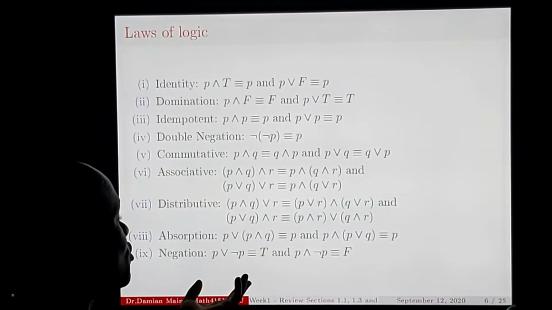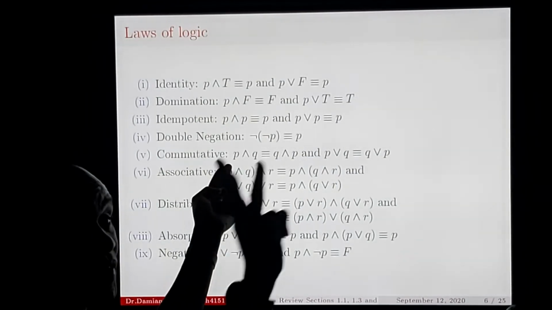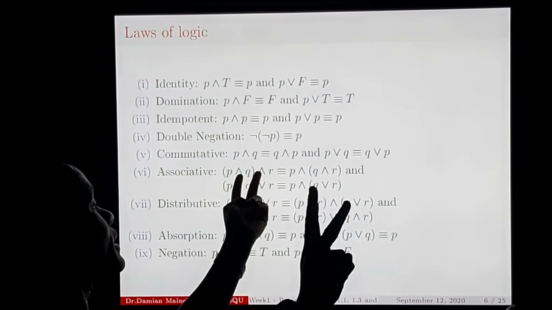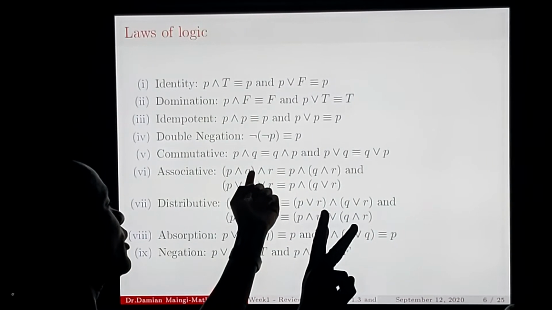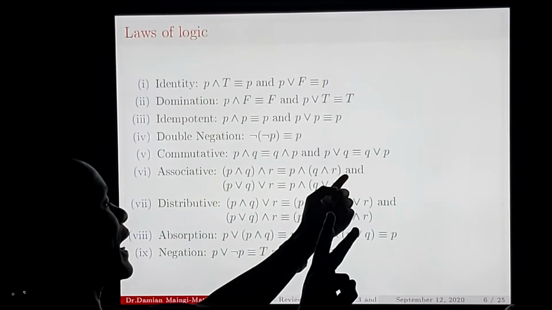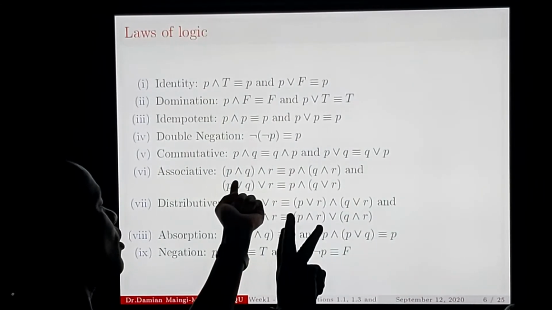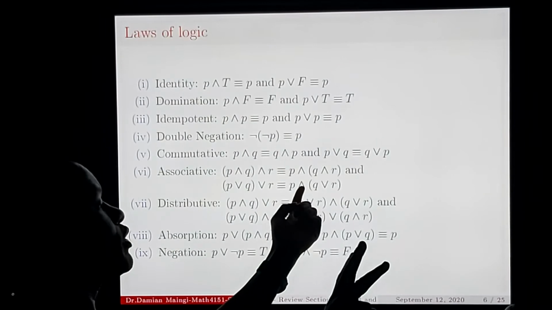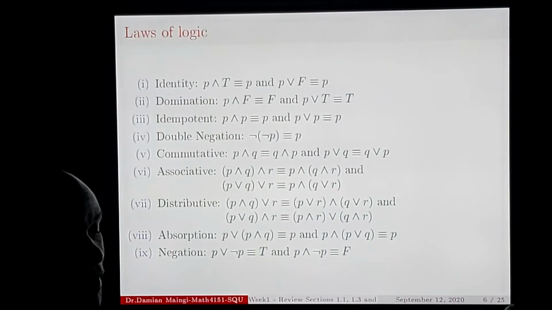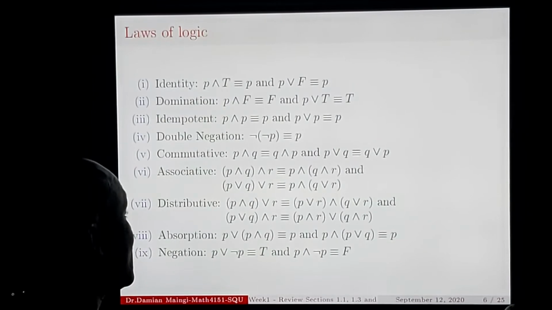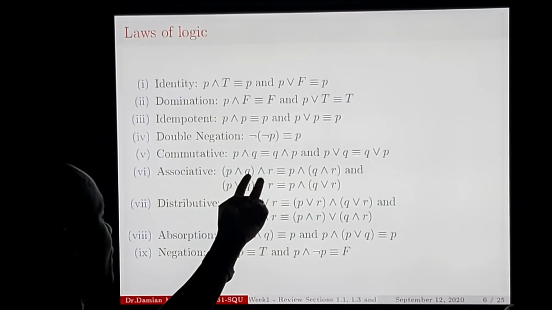Okay? Then associative is more or less this one, but now with 3 of them. If you have 3 of them with the same operation, then you have P and Q, and R, the same as P, and Q and R. The next one is the same. P or Q or R. This should be OR, by the way, it's a mistake. So P or Q or R. Finish.